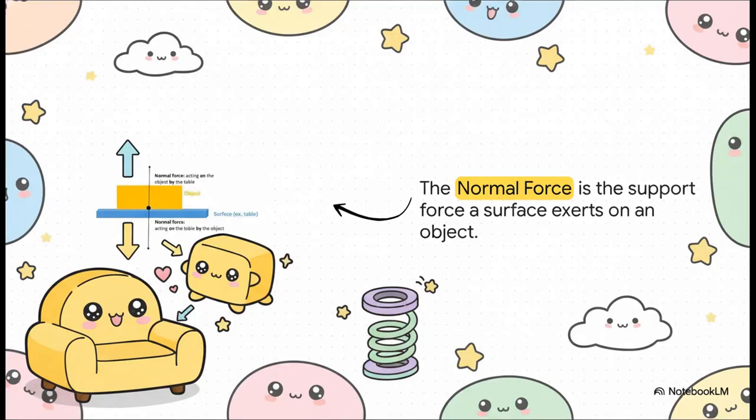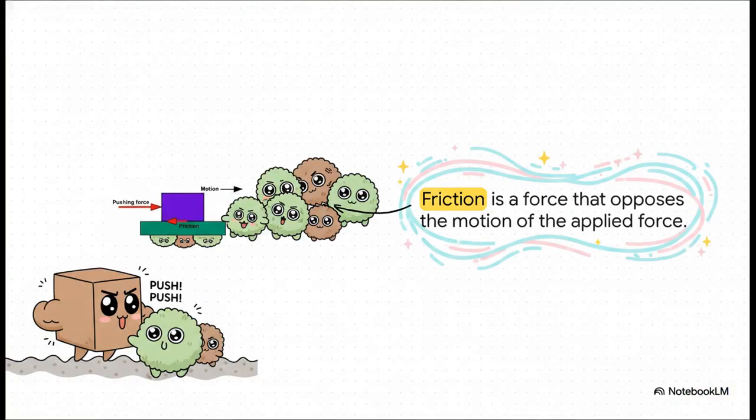Let's look at a force that you are experiencing right now. Why are you not falling through your chair and through the floor? It's because the chair is pushing back up on you. Physicists call this the normal force. It's a perfect real-world example of Newton's 3rd law. Your body pushes down, the chair pushes right back up. Simple as that.